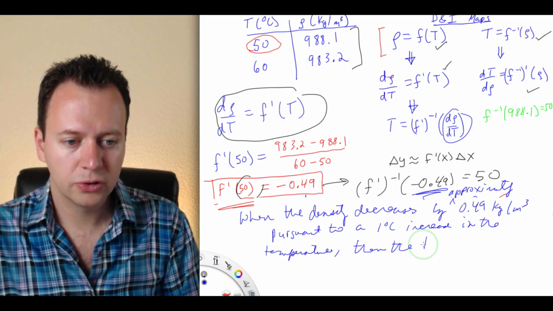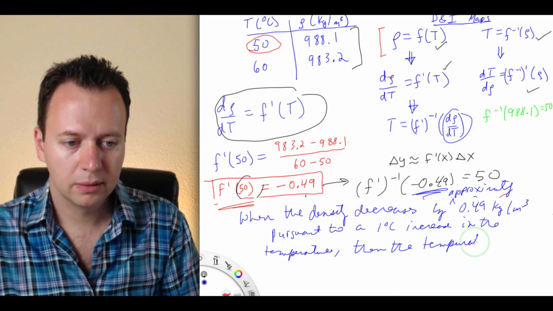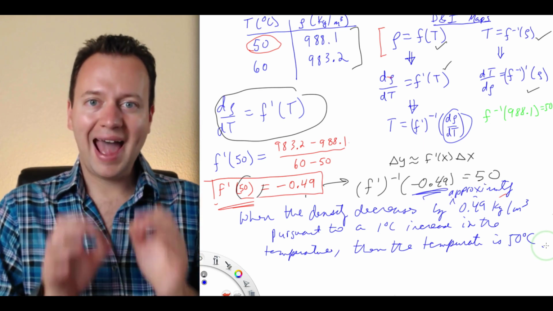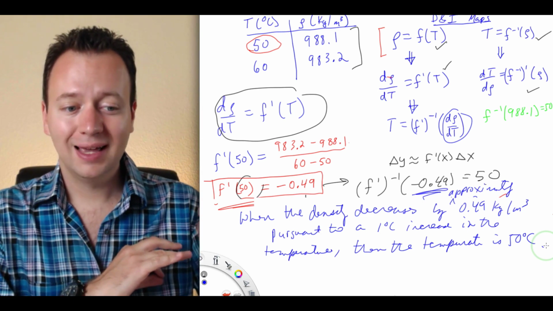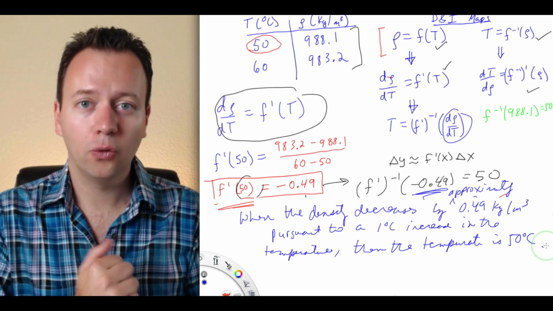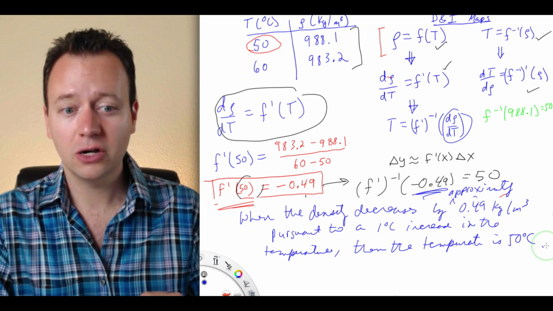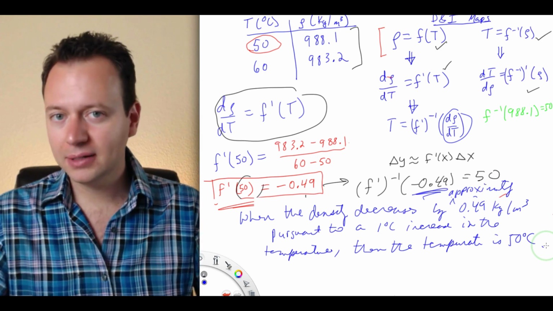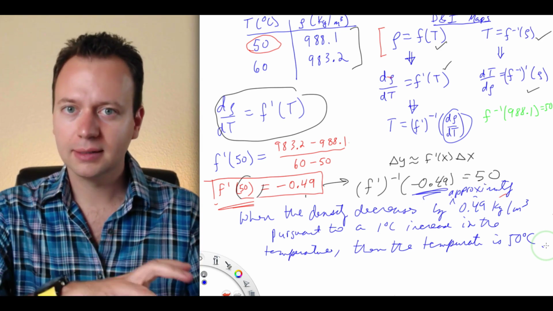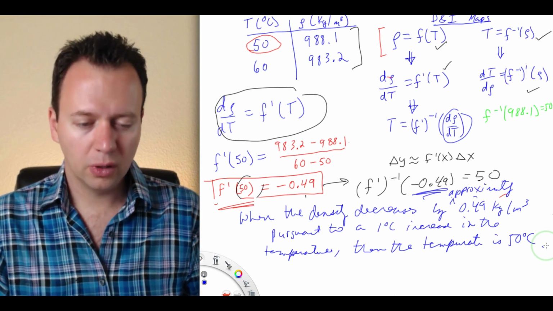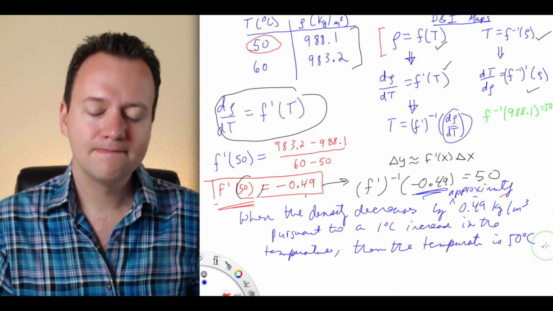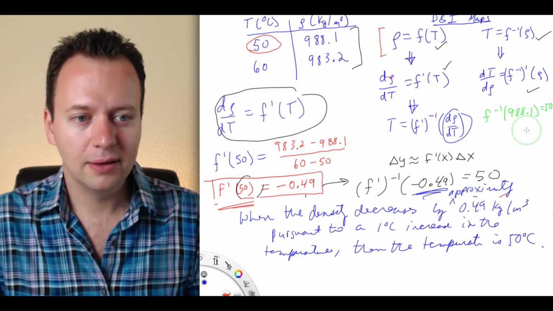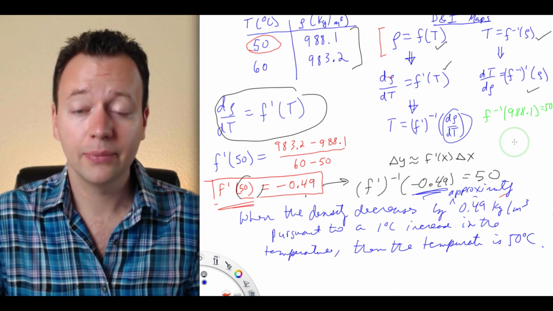then the temperature is 50 degrees Celsius. So it's basically saying when you're at the point that a 1 degree increase in temperature results in approximately a 0.49 kilogram per cubic meter decrease in density, then your temperature is 50 degrees. So it's starting with the derivative, saying when the derivative has this value, this is what the temperature is going to be. So that's another example for these D&I maps.